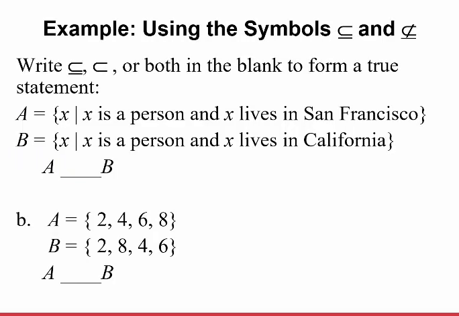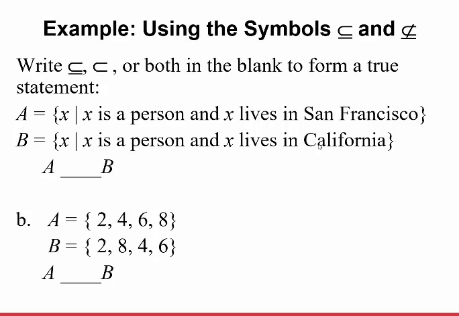All right, so let's write a subset, or a proper subset, or both in the blank to form a true statement. Okay, so set A: X such that X is a person and X lives in San Francisco. Okay, so there are certain people who live in San Francisco, right? B: X such that X is a person and X lives in California. Okay, well, think about this.